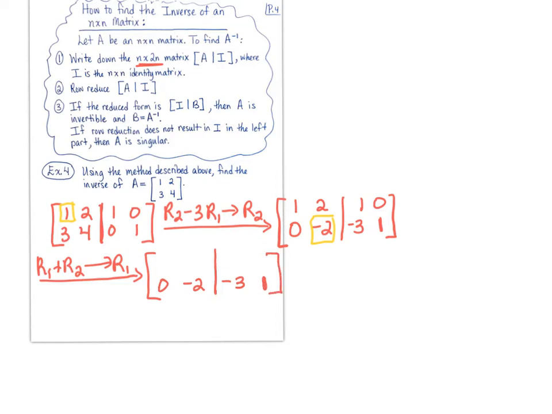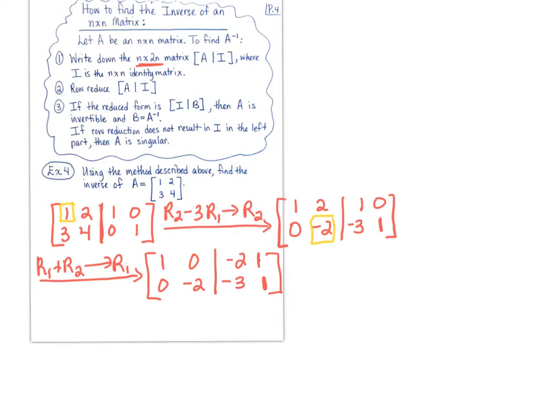Now we have row 1 plus row 2. So 1 plus 0 is 1. 2 plus negative 2 is 0. 1 plus negative 3 is, what is it? Negative 2. Good. And then our last one is what? 1. You got it. Good.